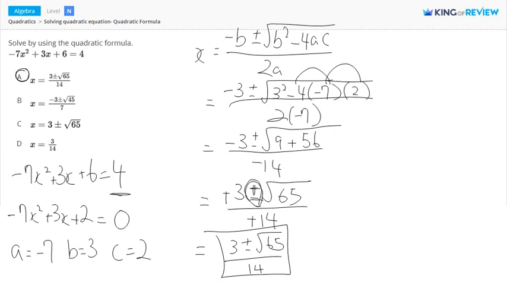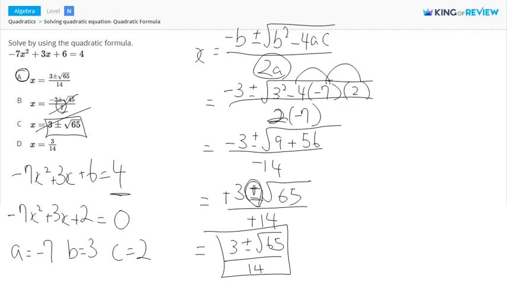Now, let's look at our other options. Option B says -3 plus or minus the square root of 45 over 7. And it looks like it's simplified a little bit, but we know that this person probably forgot this 2 here. That's why you have a 7. But this is wrong. What about option C? This person forgot about the 2a on the bottom totally. And that's why they have the top part, but they don't have the bottom half. That's why this is wrong.